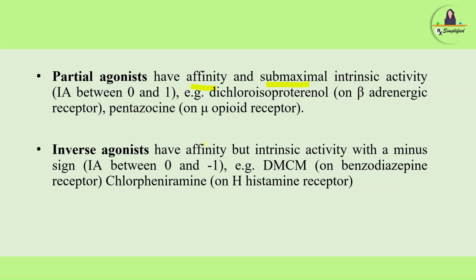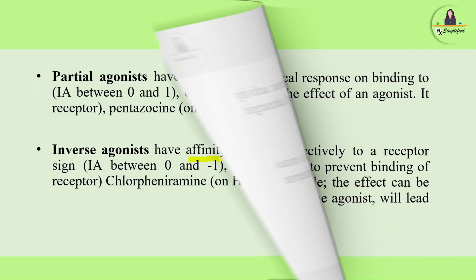Inverse agonist. Inverse agonists have affinity but intrinsic activity with a minus sign. It means it also changes the receptor, but the changes happen in reverse. That's why a minus sign is indicated. For example, DMCM is an inverse agonist of the benzodiazepine receptor. It means DMCM shows the opposite effect of benzodiazepine.